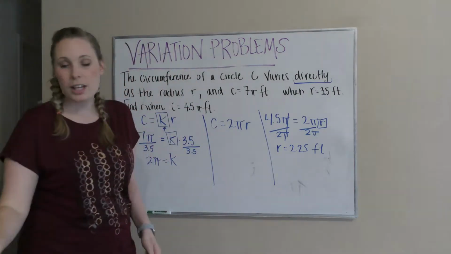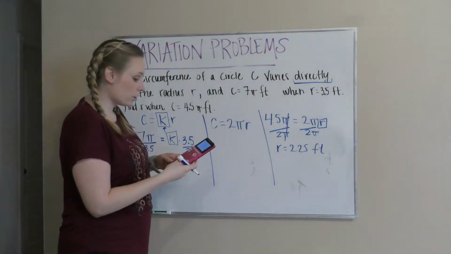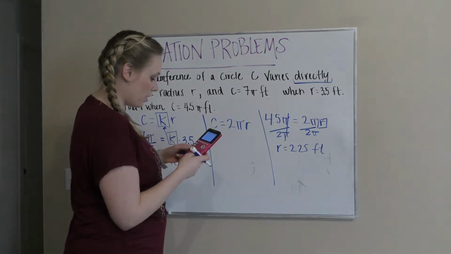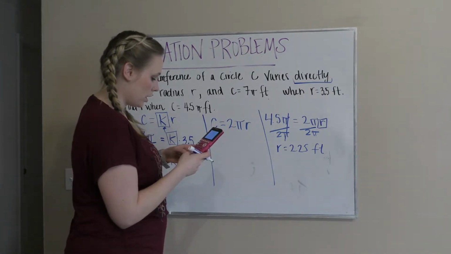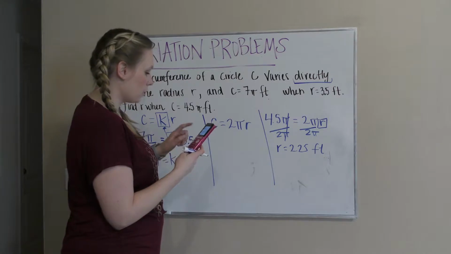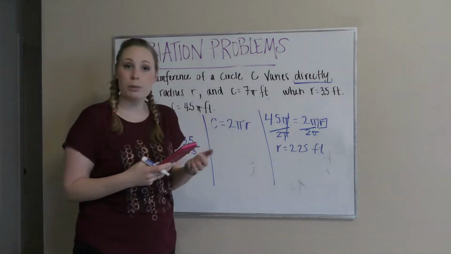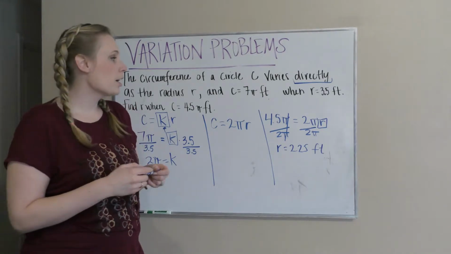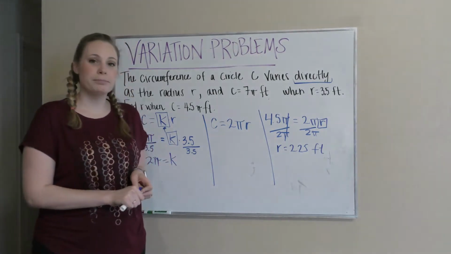Don't forget your units. And if you're not sure, you can always double check yourself. Is 2 pi times 2.25, does that equal 4.5? And it does, 4.5 pi. So there we have it. There's a word problem in the form of direct variation.